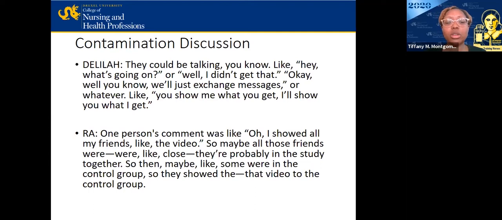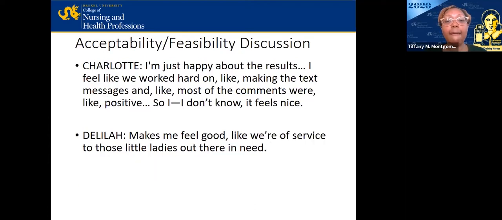Another person, one of the research assistants, talked about the fact that somebody actually admitted showing the text messages to her friends. And so she was saying maybe those friends were close. They were in the study together. Maybe some of them were in the control group, and they showed their videos to people who were in the intervention group. So that helped me to sort of think about contamination in a different way.